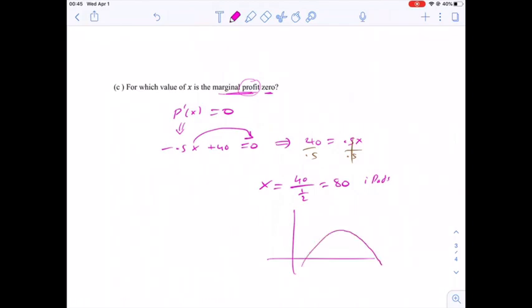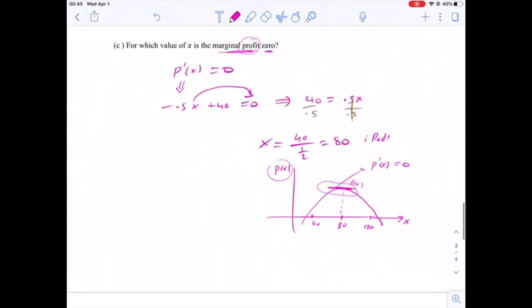And we can visualize this by graphing this function. This is the graph of the function P of x. Here we have 40, in the middle we have 80, and here we have 120. This is x and this is P of x. At 80 we have a maximum point. As we can see, the tangent line is horizontal. That means the derivative of P is equal to 0. Derivative is the slope of the tangent line, and the tangent line has slope 0 at this point.